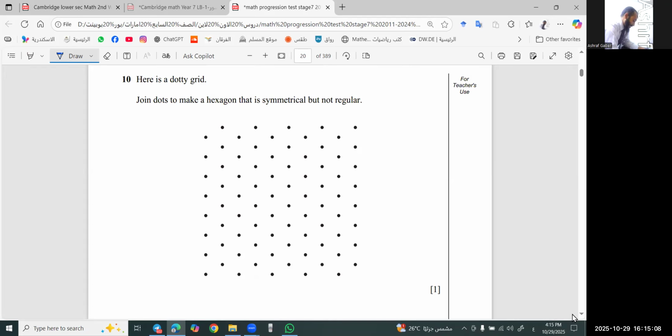Okay, symmetrical but not regular. Regular means all sides are equal in length. Regular means all sides are what? Are equal in length. Symmetrical means it has at least one axis of symmetry that divides the figure into two identical figures. Okay. So how can we draw it? Can anyone imagine how to draw it, or draw it on the board now?